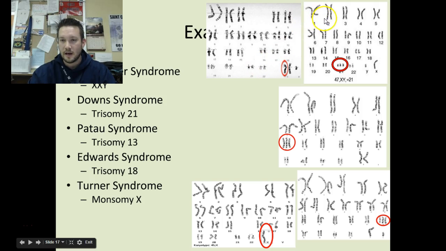And all these little guys you see on all these things are individual chromosomes, which are just big bunches of DNA.